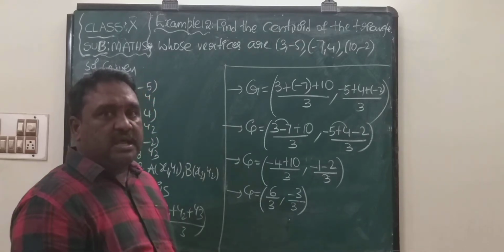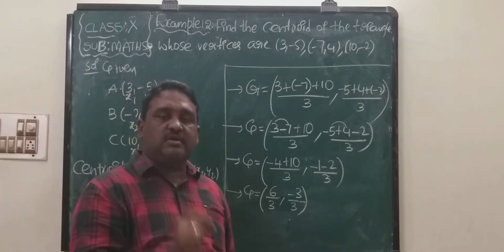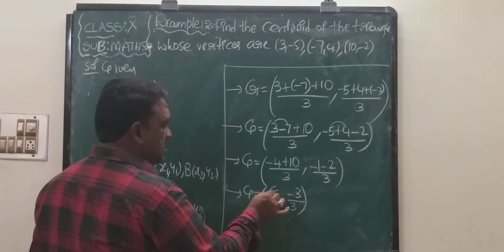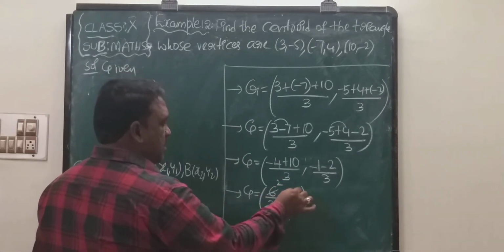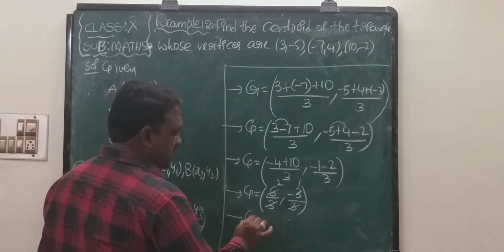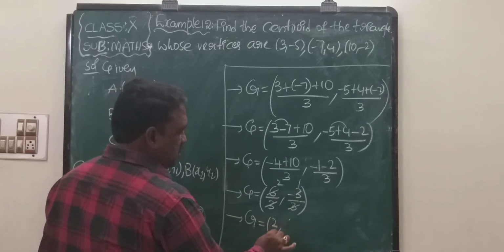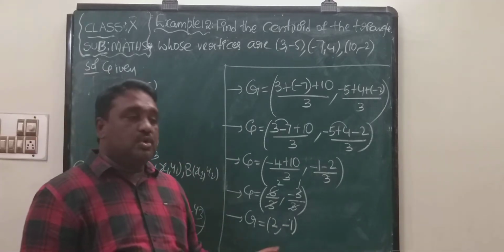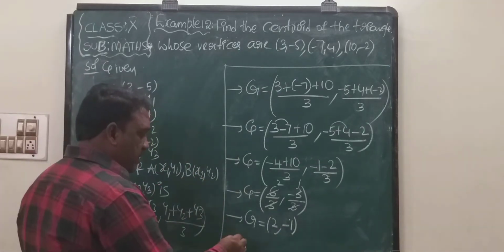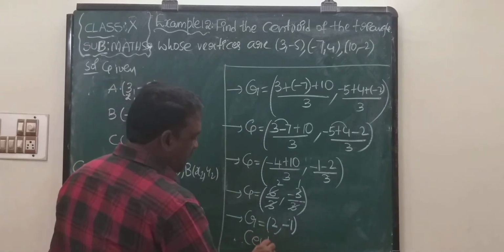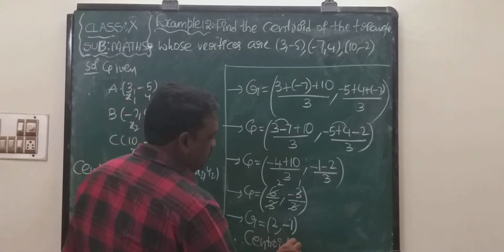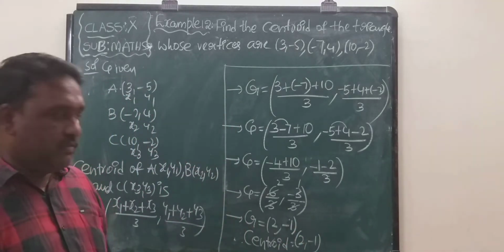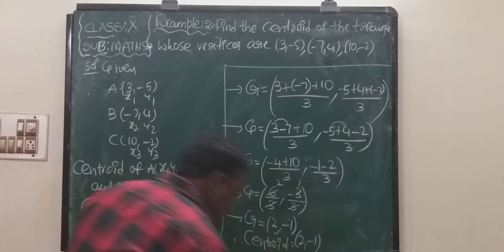Already we did this model in exercise 7.2, the 10th sum. So see the cancellation: 3 two times, 3 one time. So what do we get? G equal to (2, -1). So what is the G value? (2, -1). Therefore centroid equals (2, -1). This is example 12.